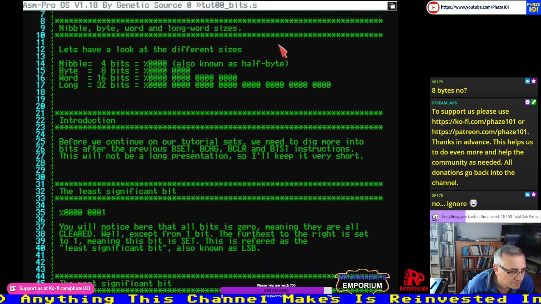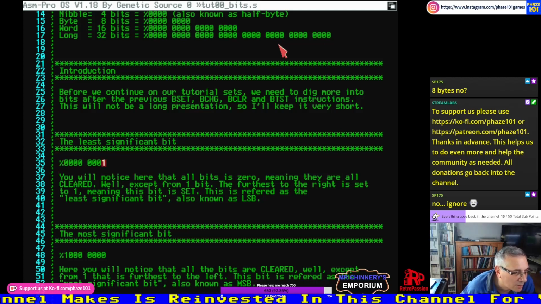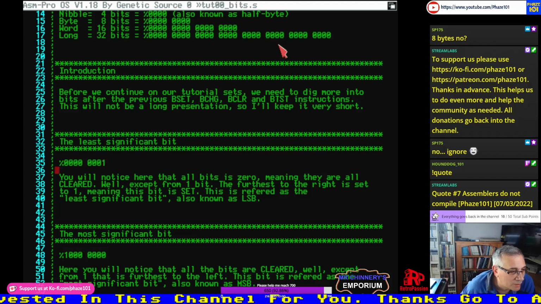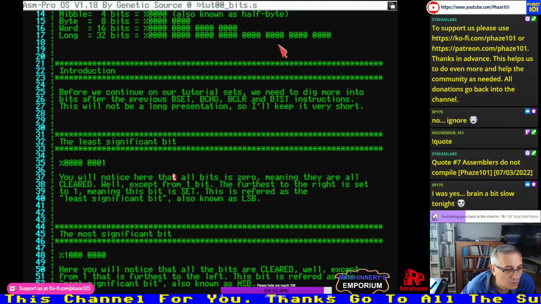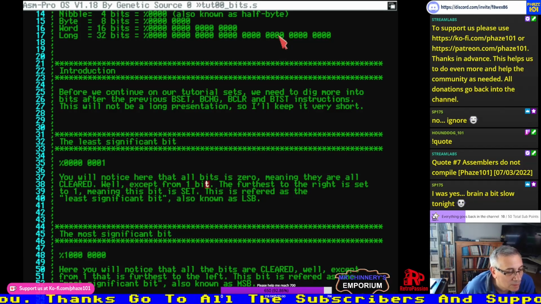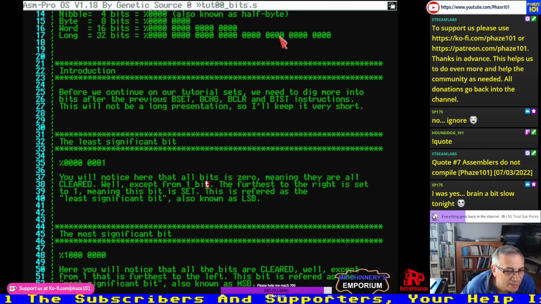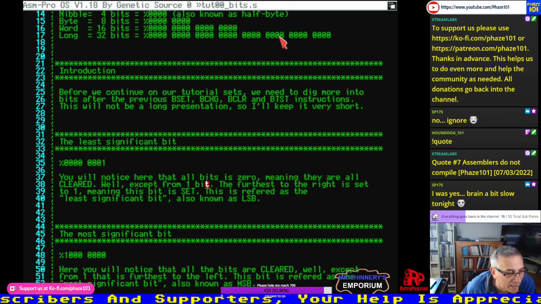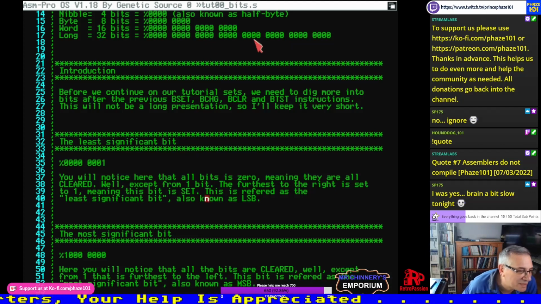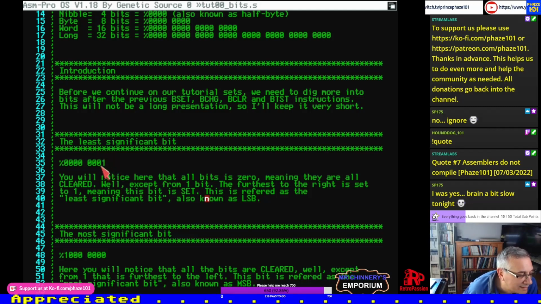So, least significant bit in a byte, it's always bit 0, okay? In a word, it's always bit 0. In a long word, it's also bit 0. You will notice that all bits are 0, meaning they are all cleared, except for one bit. I mean the English of Docster here is not quite clear. The furthest to the right is set to 1, meaning this bit is set. This is referred to as the least significant bit, also known as LSB. So basically, the first bit, bit 0, is called the least significant bit.